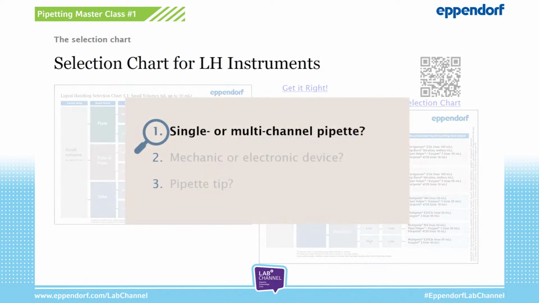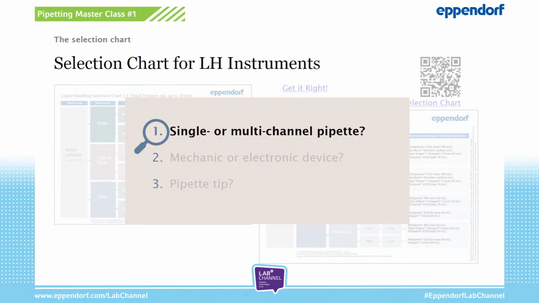Let's have a closer look at 3 points concerning the selection chart in more detail. Point 1: when recommending air cushion pipettes, a differentiation is made between single and multi-channel pipettes. In addition, there's the already mentioned multi-channel pipette with adjustable tip spacing. But when should I use which pipette?